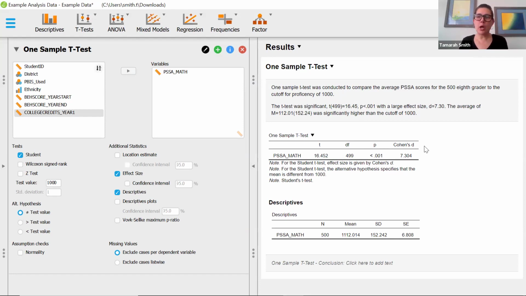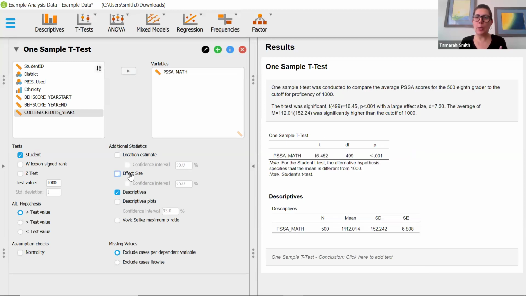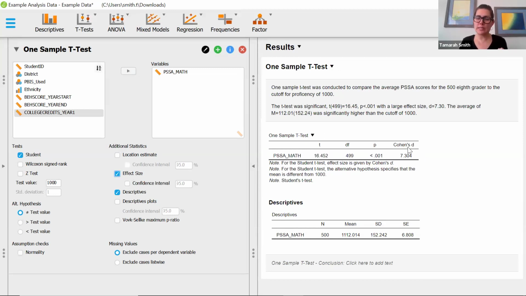We also got Cohen's d, which is the effect size. When we click this button here, I'm going to uncheck it. Watch what happens. Cohen's d goes away. When I say, please give me the effect size, Cohen's d comes back. That is the measurement of the effect. It is 7.30, and that is a large effect size.